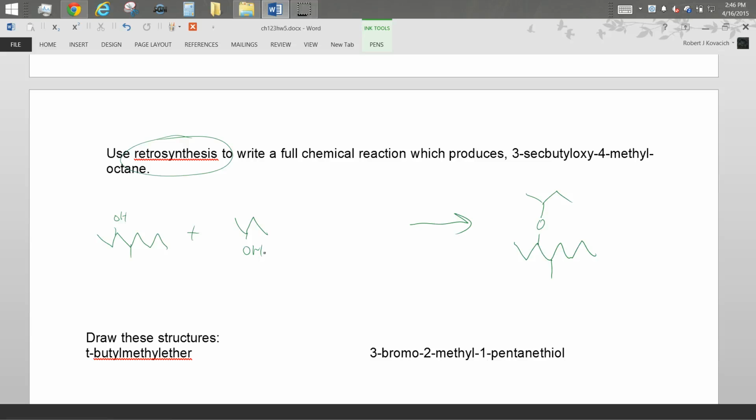What molecule did we make? Three sec-butyl ... type. Huh? Type. Make what?